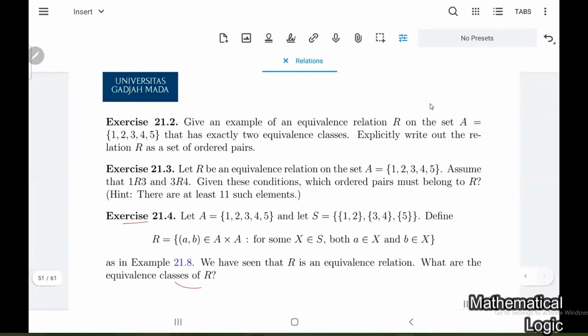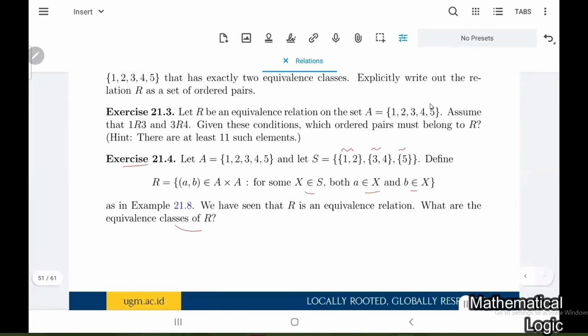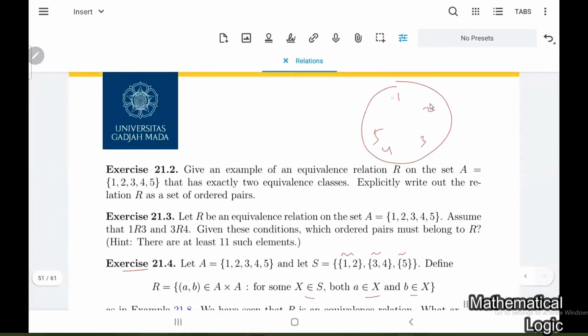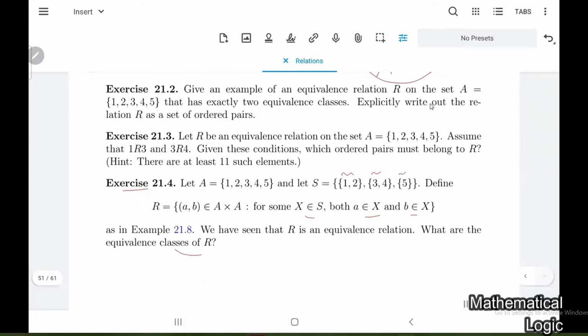With X in S, A in X, B in X, we see clearly that this is a partition. If you have 1, 2, 3, 4, 5, and you make it 1 and 2, then 3 and 4, and then 5 is alone, it's clear that it is a partition. So we have an equivalence relation. And then what is the equivalence class?